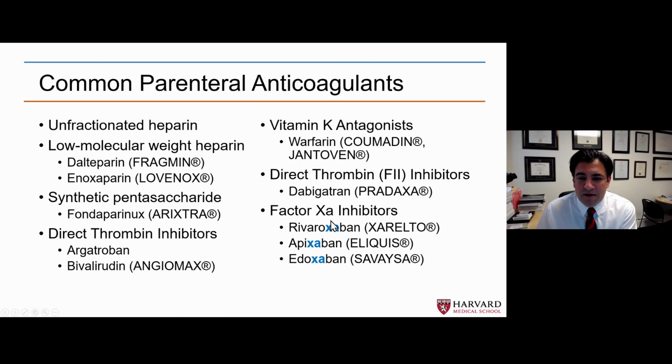And when I think about factor Xa inhibition, one of the ways to remember is that the drug, a Xa inhibitor, has "xa" in its generic name. I say specifically generic name because unfortunately dabigatran's brand name has an "xa" in it. But if its generic has "xa" in it, odds are it's a Xa inhibitor.